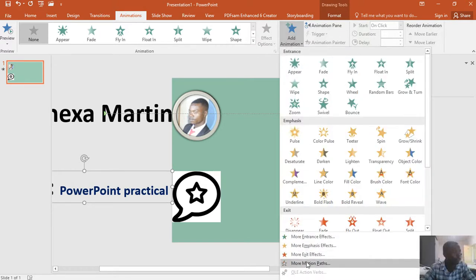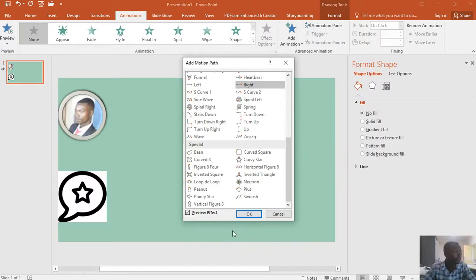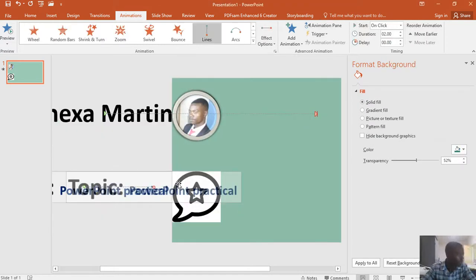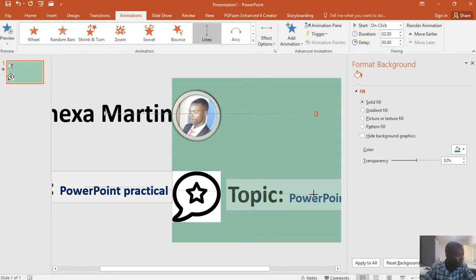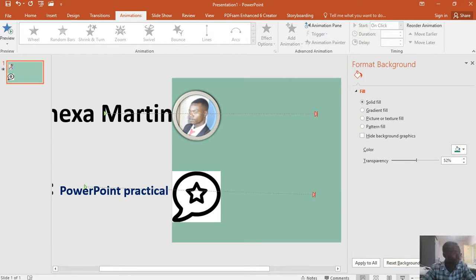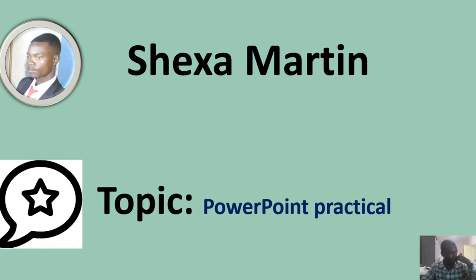Animations, Add Animation, More Motion Paths, and then we choose Right. Then we say okay, and then we drag it to this position where we want our text to appear. Alright, so we can try to run it. So this is what happens when I click next. Shexa Martin appears, and then the topic also comes in, right?